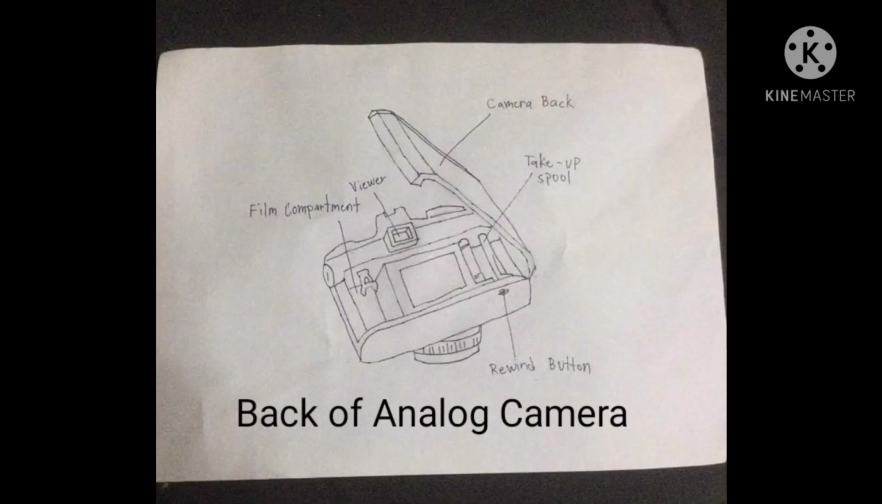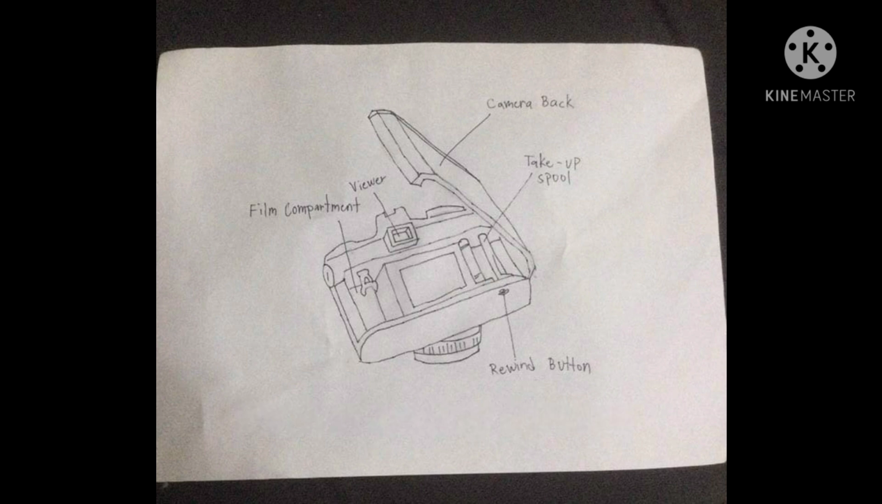Back of analog camera. Viewer to view what you are going to capture. Film compartment for the storage of film that is needed for the photo. Camera back to avoid exposing the film compartment. The take-up spool pulls the film along so unexposed film can be placed behind the shutter. Rewind button, press to release your roll of film before rewinding the film back into the canister.